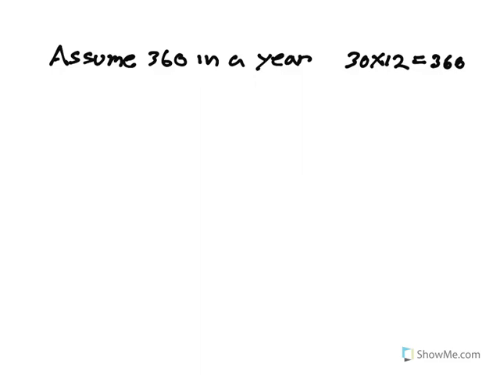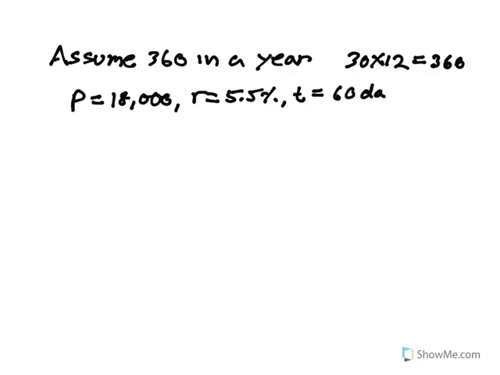Okay, so if the principal is going to be $18,000, the rate is going to be 5.5%, and the time is going to be 60 days, you would use the same simple interest formula, I equals P R T.